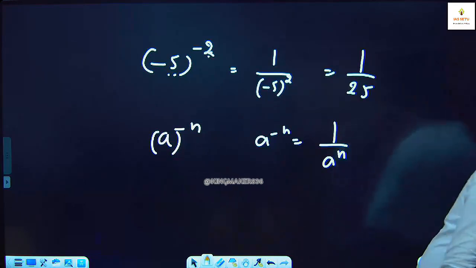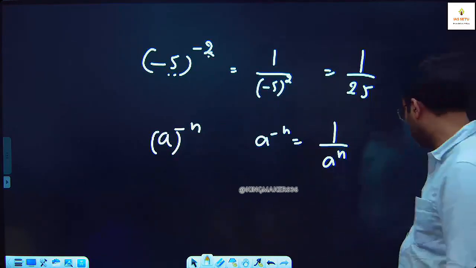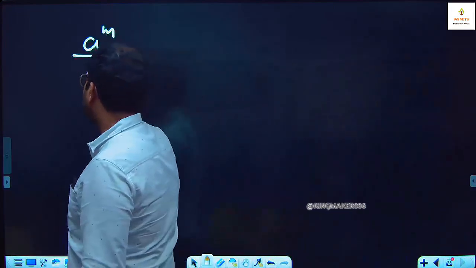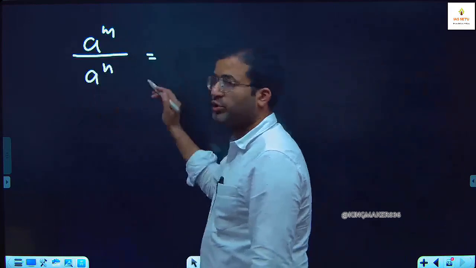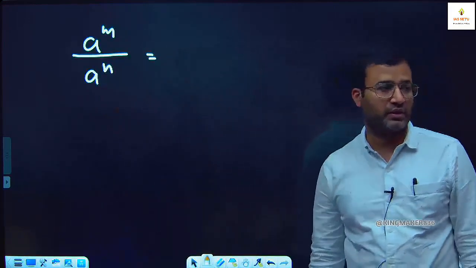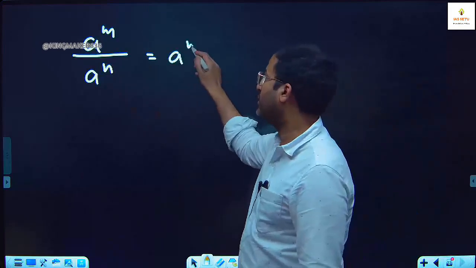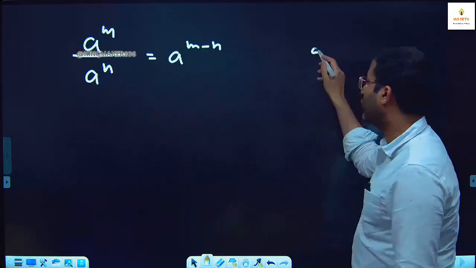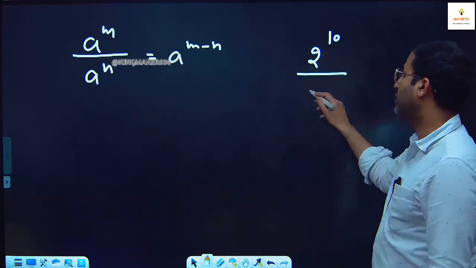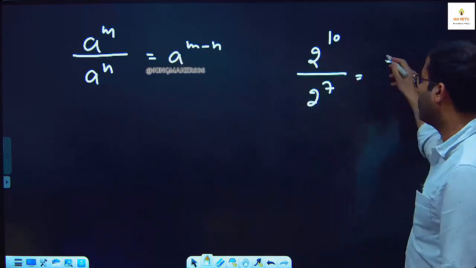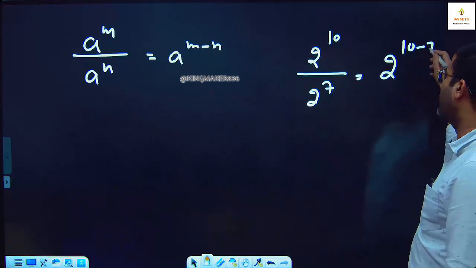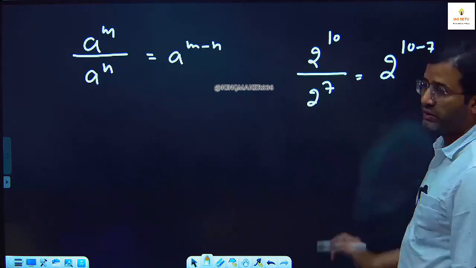The online student asked about rule number 2. There is nothing to explain in it, you have to memorize it. This is a little laziness from our childhood, school time. Nothing to explain. A to the power m upon n is a to the power m minus n. If your question is 2 to the power 10 divided by 2 to the power 7, your answer will be 2 to the power 10 minus 7, so it is 2 to the power 3.